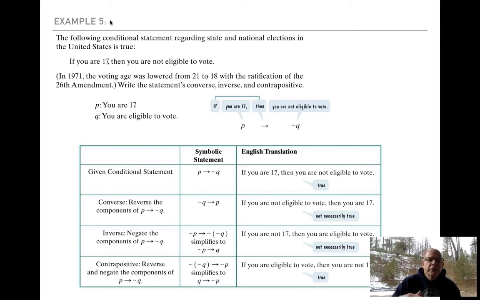Okay? Last one. The contrapositive is where you switch the order of the original and you put a not in both of them. And so if we switch the order, that would be not Q implies P, and then putting a not in both of them would be Q implies not P. And that would be: if you are eligible to vote, then you are not 17. And that would be a true statement, because if you are eligible to vote, you can't be 17. You can't be 16, but you can't be 17. So there again we show that the truth table of the contrapositive is the same as the truth table of the original statement.